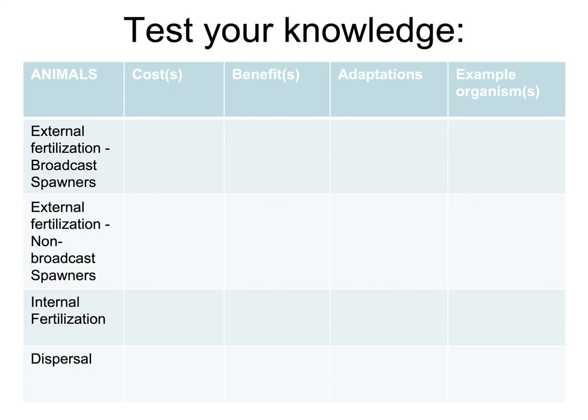All right, so the last thing is I will challenge you guys to test your knowledge of the past few slides by completing this table about animals and external broadcast spawners, external fertilizing non-broadcast spawners, internal fertilization and dispersal. Talk about the costs and benefits of each of these general types of fertilization and dispersal, talk about some of the adaptations that organisms have evolved to do these types of fertilization and dispersal, and give me an example organism for each.